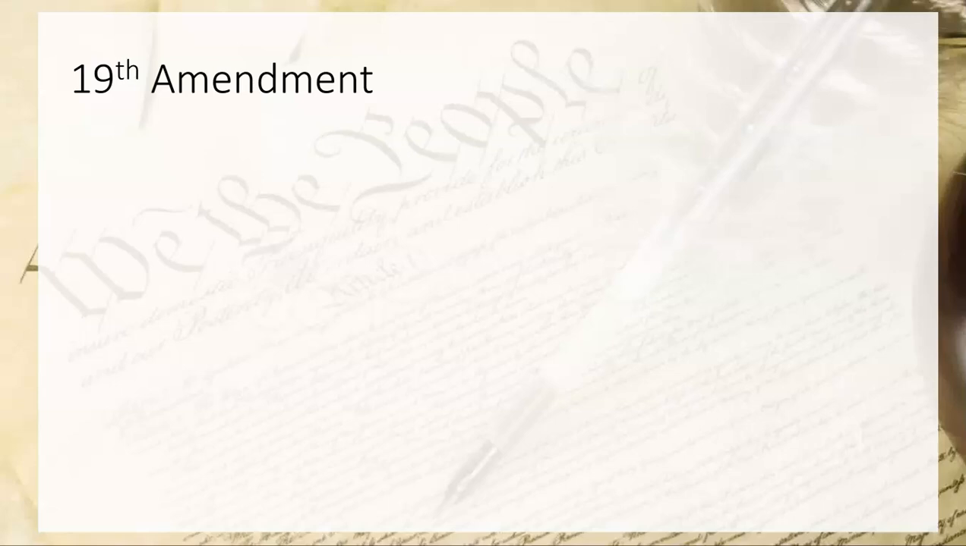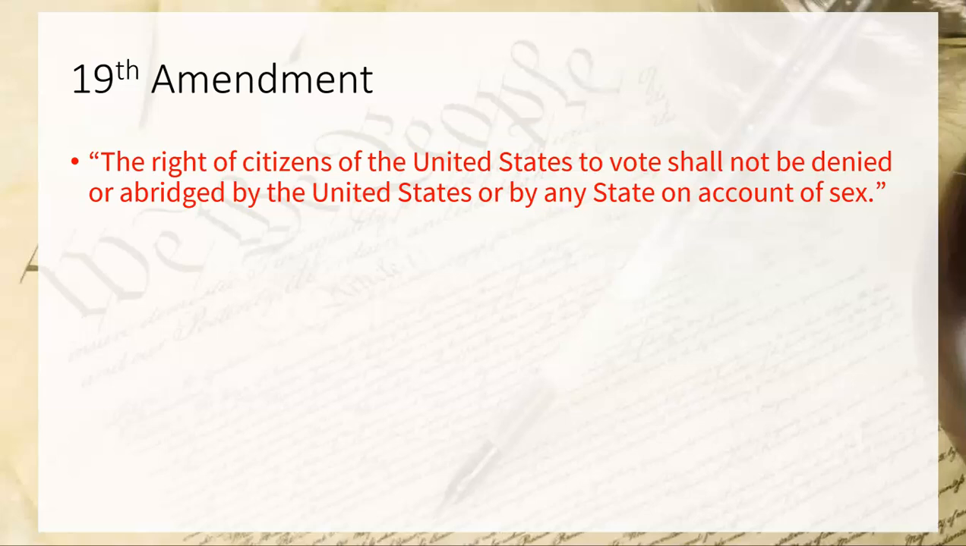Now we're going back to the 19th Amendment. I wasn't going to forget you ladies. Don't you worry. The right of citizens of the United States to vote shall not be denied or abridged by the United States or by any state on account of sex. This gave women the right to vote. Finally. Why did women get the right to vote now and not before?